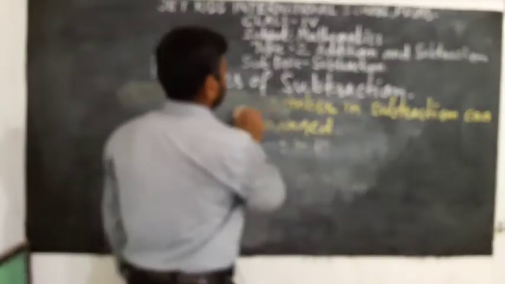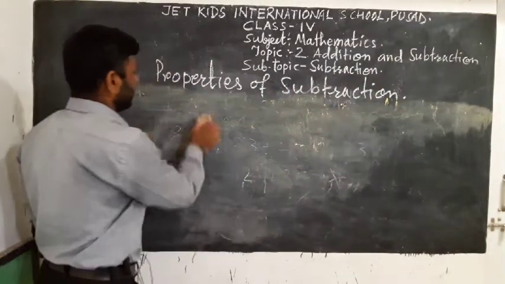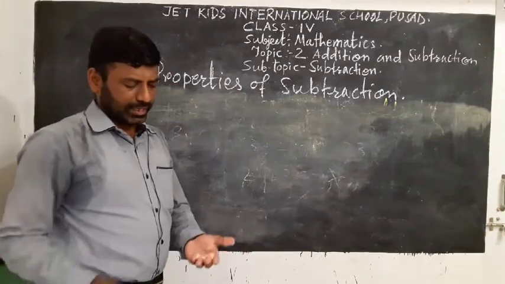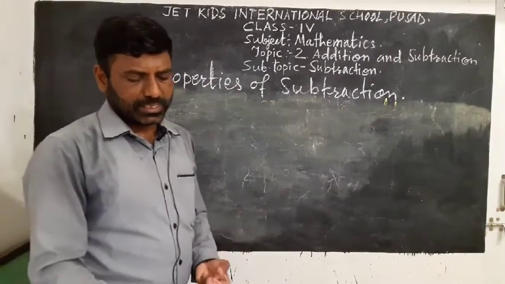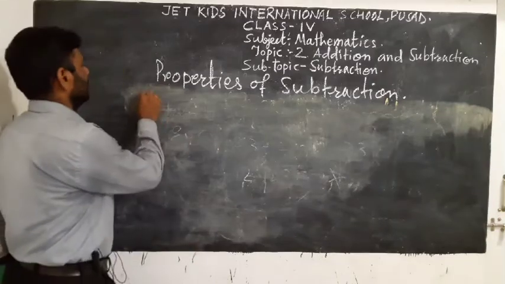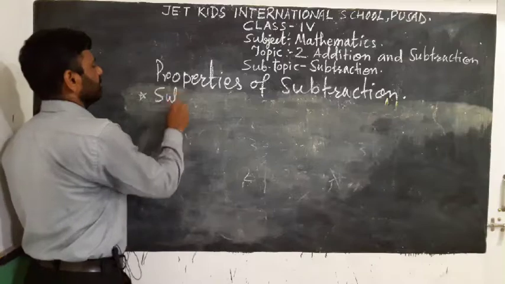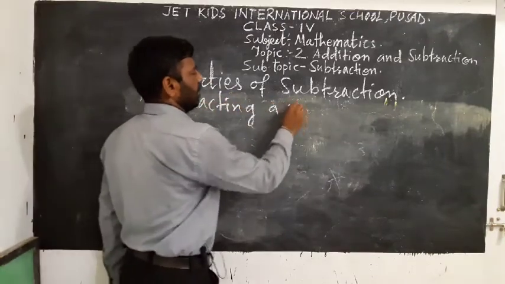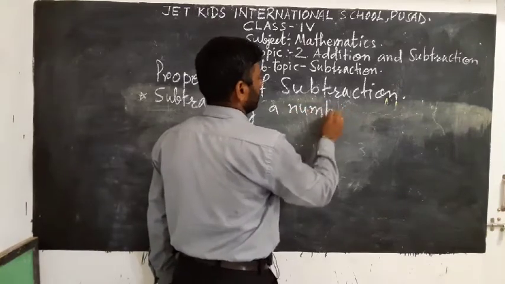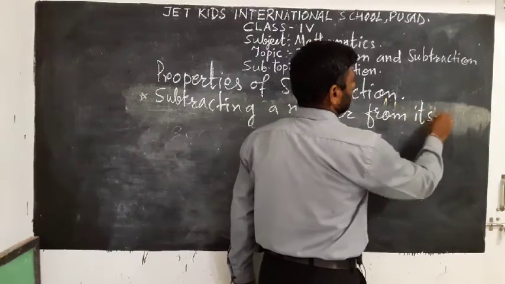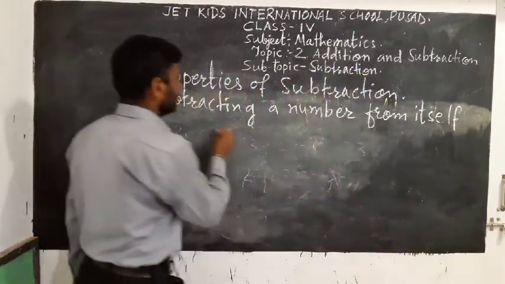Now the next property of subtraction. These are very important properties. You can write them down in your notebook and on a chart also. The second property: subtracting a number from itself gives a difference of 0.